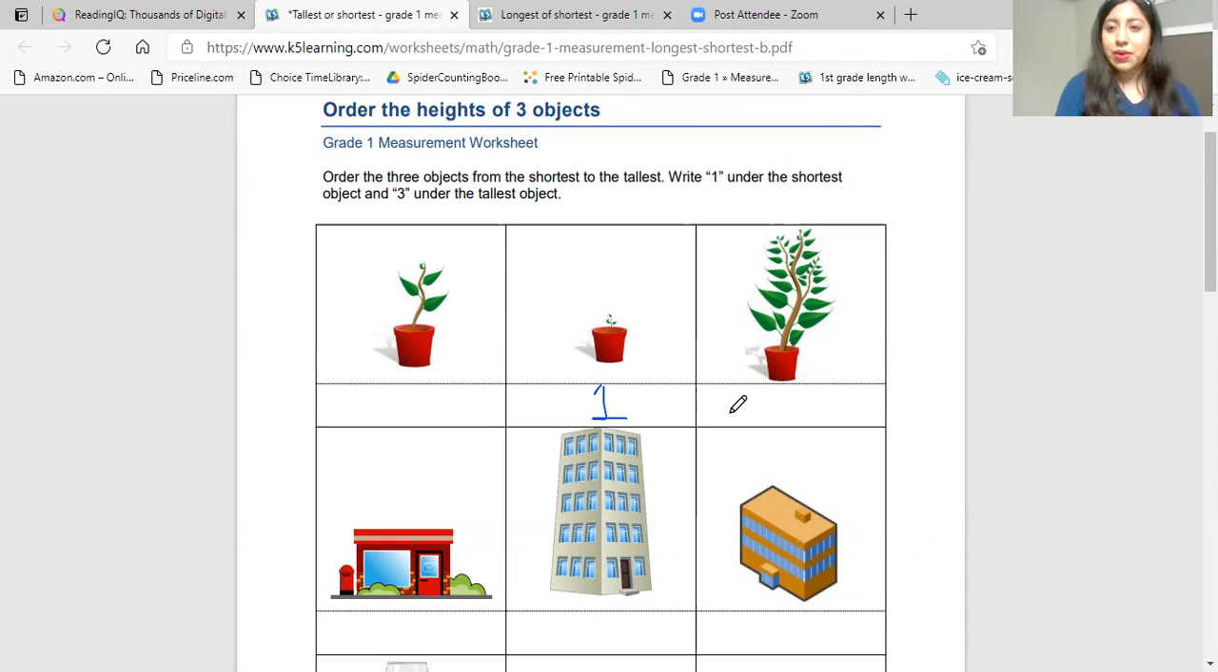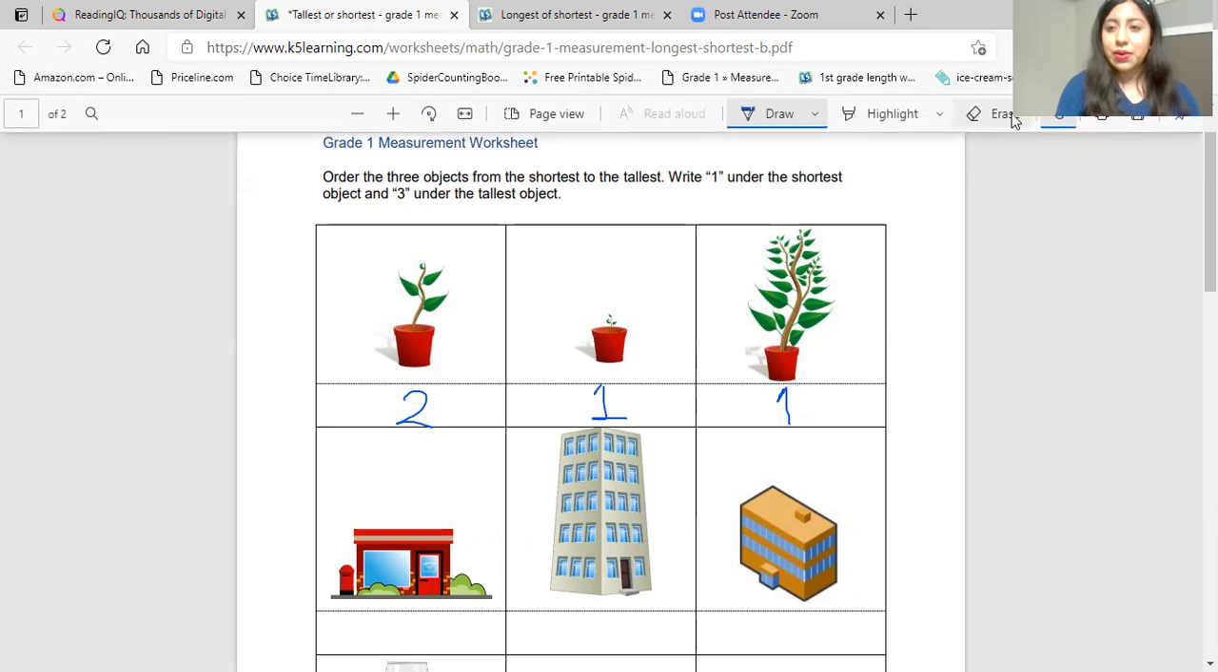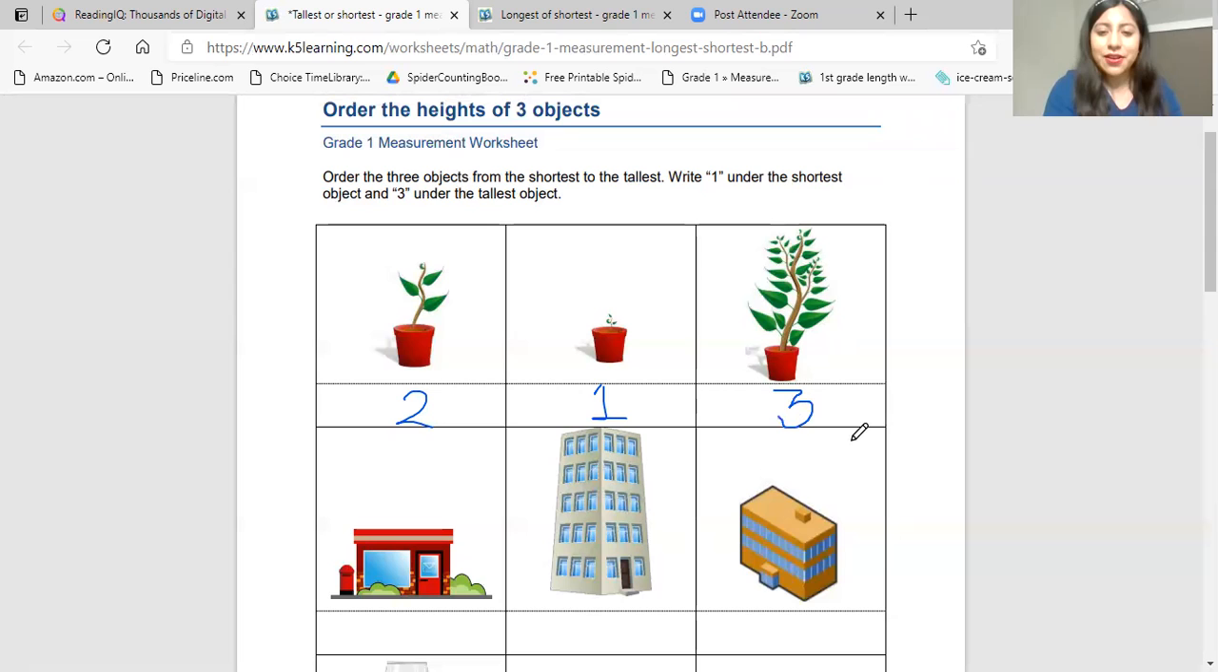And then which one's next? Because we're going from shortest to tallest. The next one is going to be the medium one, in the middle. Which one's the tallest? That's right, this one is the tallest. So I'm going to write, oh, I'm sorry, let me backtrack. This one is number 3. There we go. Number 3, thank you for giving me a check.